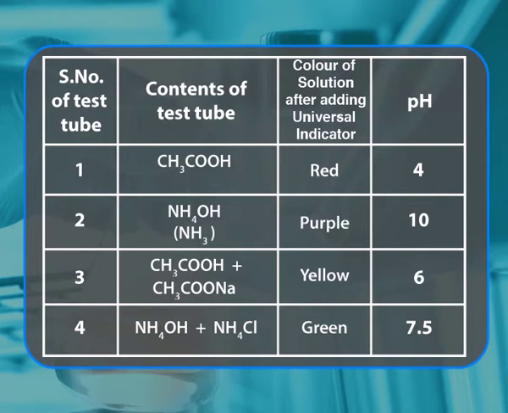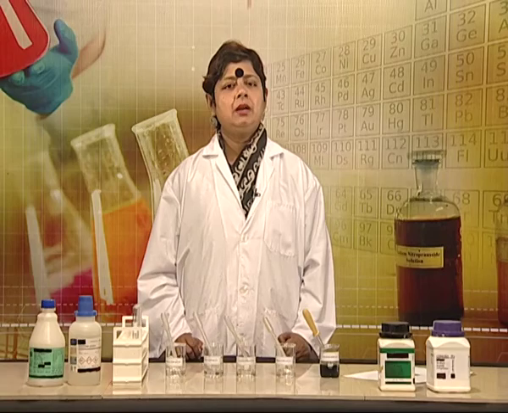Now, let us discuss the results. The pH of ethanoic acid is 4. The pH of ammonium hydroxide solution is 10. The pH of sodium ethanoate and ethanoic acid solution is 6. The pH of ammonium hydroxide and ammonium chloride solution is 7.5.